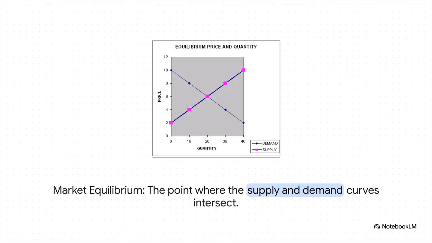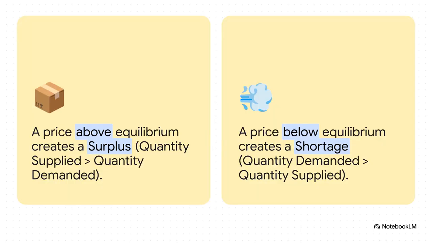When we put the supply curve and the demand curve on the same graph, the point where they cross is called market equilibrium. You can think of it as the market's happy place. It's the one price where the amount that producers want to sell is exactly the same as the amount that consumers want to buy. Now, if the price isn't at that equilibrium point, things get unbalanced.